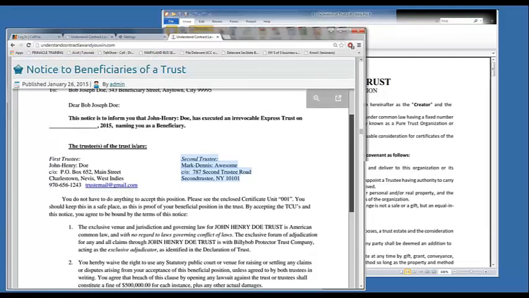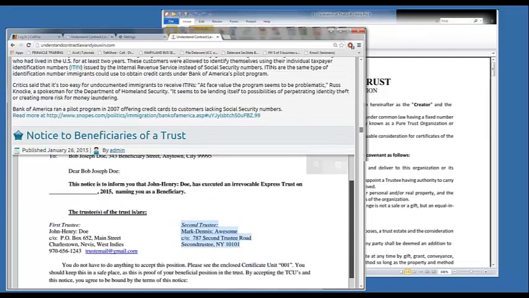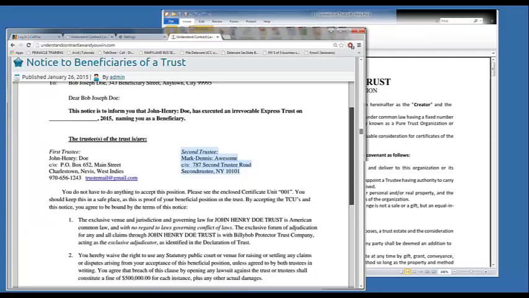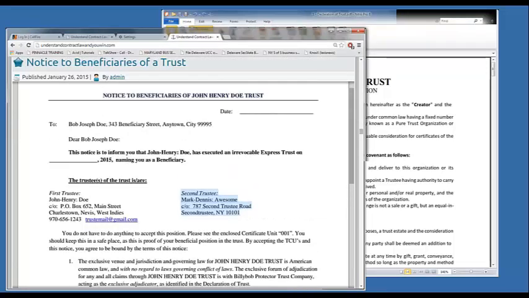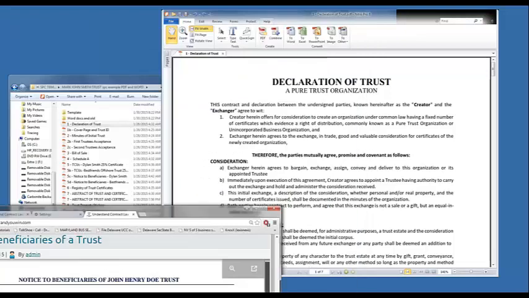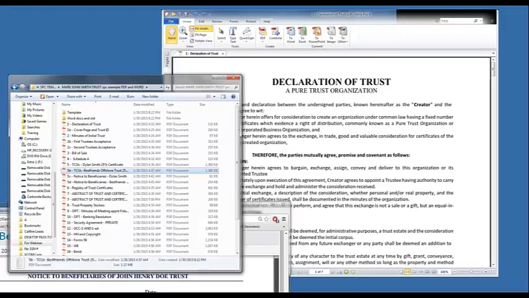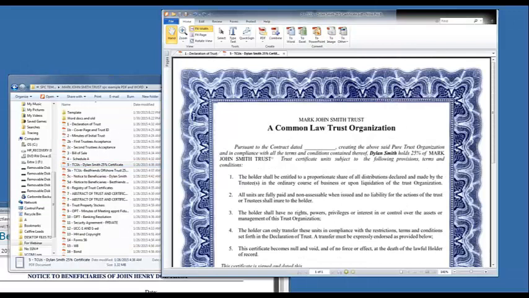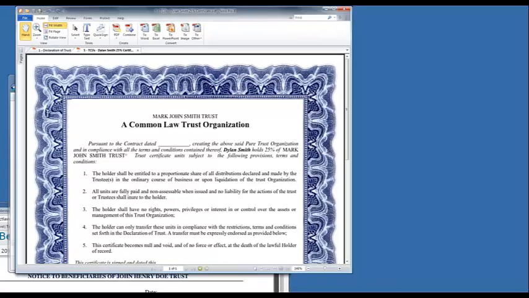The beneficiaries are compared like in a corporation. They would be like the stockholders, only this is a trust, so we call them the beneficiaries, not the shareholders. And they're getting certificates of interest, just like in a corporation. Here's a sample.